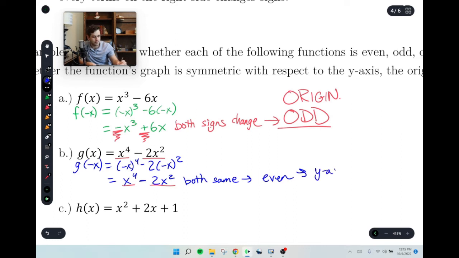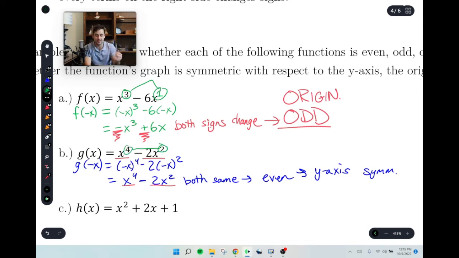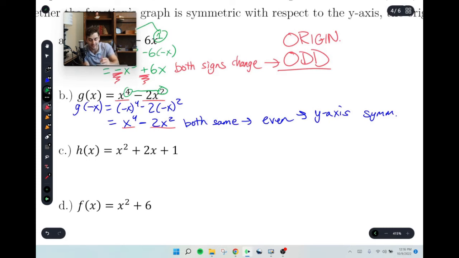That meant y-axis symmetry. And the cool thing about that is look at the exponents of everything. Look at the exponents, and this is going to help us. Look at the exponent here. 3 is odd, right? 1 is odd, right? That's nice. Look at this. 4 is even. 2 is even. That's nice. That's kind of indicative of what's happening. So you can guess what's going to happen here with a 2 and a 1. We've got an even and an odd, so it's not going to work out nice, right? We'll see real quick, and then we'll move on.